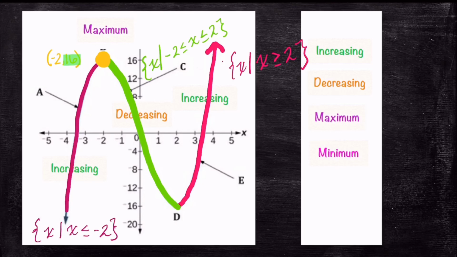Same thing goes for minimum. Look where your graph dips. Your minimum point is right here at D. Your minimum point is (2, -16), but your minimum value is -16. Because there's going to come a point with this where it says, what is the maximum value of your situation? Or what is the minimum value you would have? So when you're talking about the value, you're looking at the y coordinate.